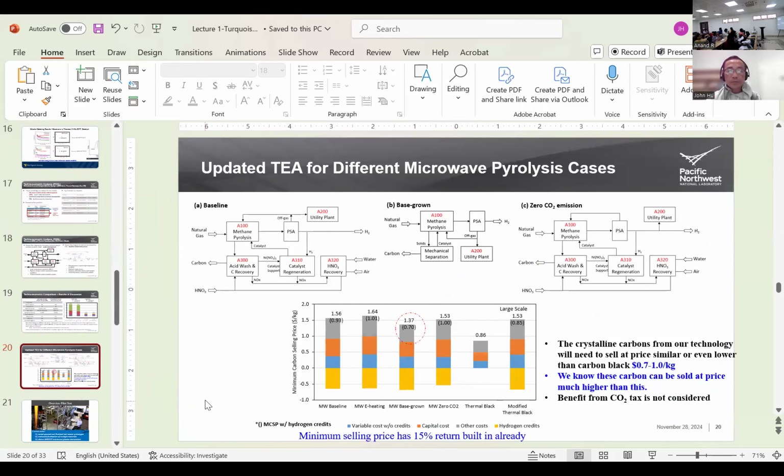So this is a very complicated process flow diagram. Again, when you do technical economic analysis, you need to have different scenarios. Base case, which is commercially how you produce the hydrogen from natural gas, and then you have the B and C, the two different cases.